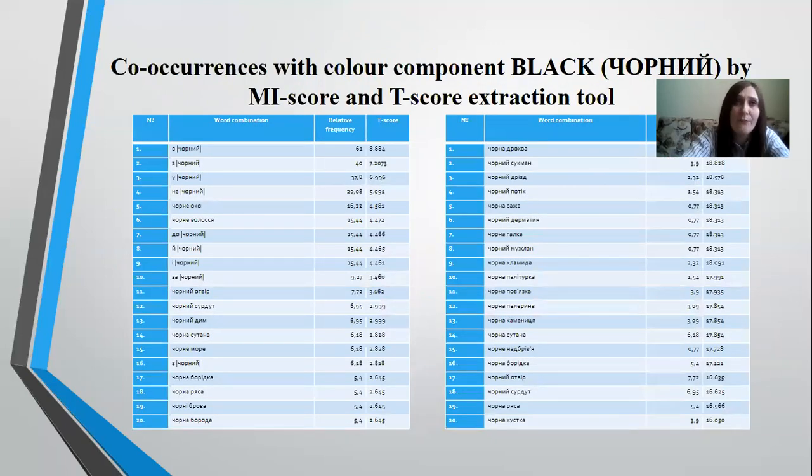In our research, the statistical association measures MI score and T score are taken into consideration and applied to word combinations with the node ЧОРНИЙ. The obtained data are presented in the tables. As can be observed, the statistical measure T score extracts more frequent collocations, meanwhile the MI score allows revealing low-frequency co-occurrences. The MI score is critical when rare multi-word terms are to be extracted.